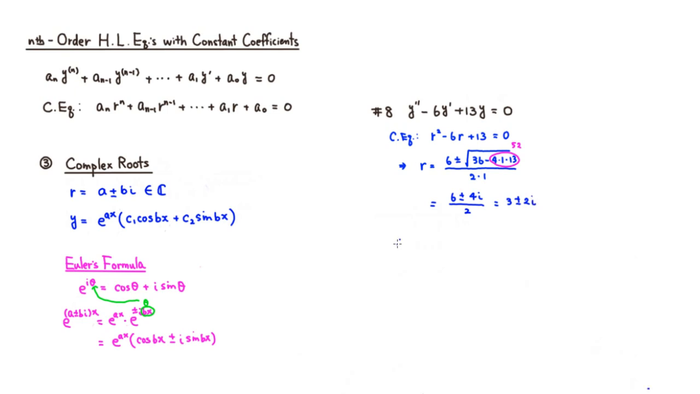Therefore, the general solution of this differential equation will be y equals e to the ax, where a is 3 in this case, so e to the 3x, times c1 cosine of 2x, where b is 2, plus c2 sine of 2x. So that is the solution of the given differential equation.